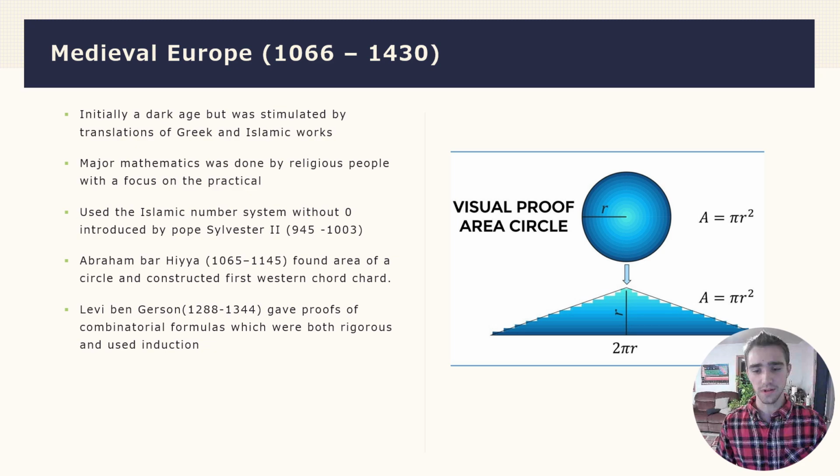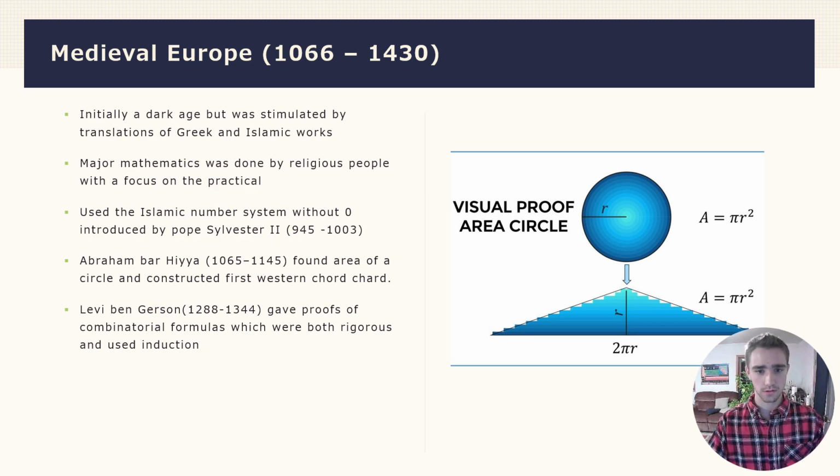Imagine an infinitesimal amount of threads that form a circle. If you unwind them and stack them, they form a triangle, whose height is the radius and whose base length is the circumference. You can use the triangle area theorem to find the area of a circle. In addition, he constructed the first Western chord chart. However, it is different from the original Greek one because he found arcs for given chords instead of chords for angles.